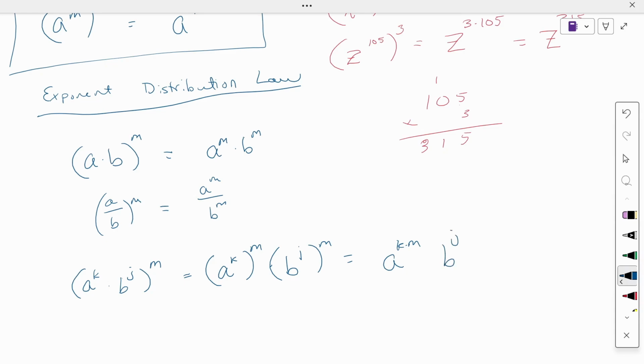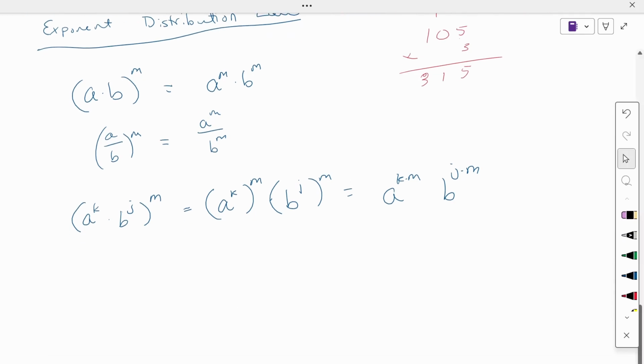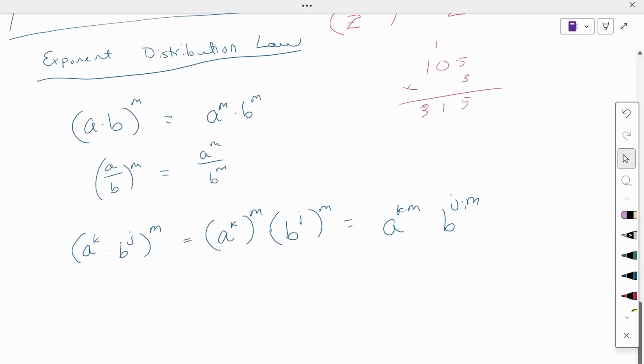And then what happens is that the exponents will multiply. Hence why we say it's analogous to the distribution law, because it's almost like you're distributing an exponent. It's not exactly the same thing, but it's close enough. So we'll use the vernacular distribution law just so that everybody's on the same page.